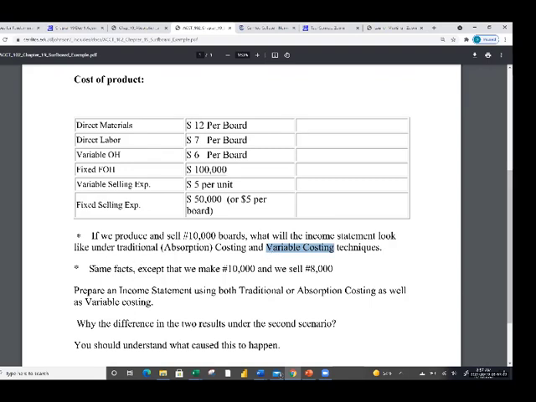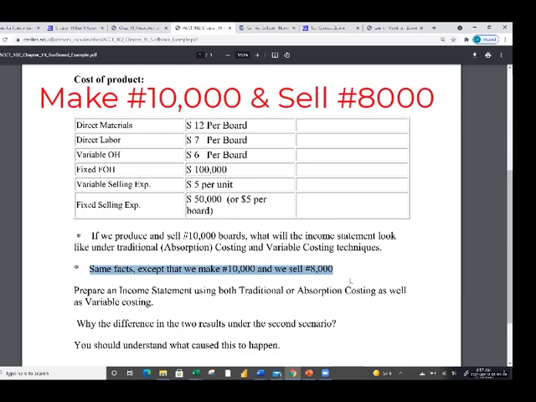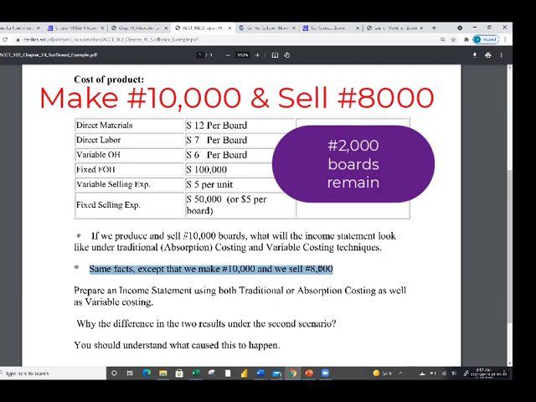The second thing we're going to do once we're done with that scenario, we're going to make the situation a little bit different. We are going to make 10,000 boards, but only sell 8,000 boards. Okay, now what I want you to be thinking of right now, using our critical thinking skills, there's 2,000 boards that are unsold. There's a 2,000 surfboard swing in inventory.